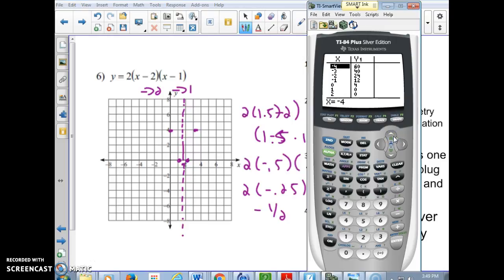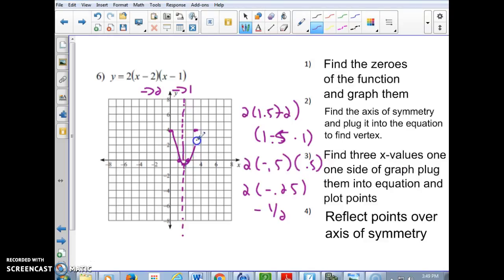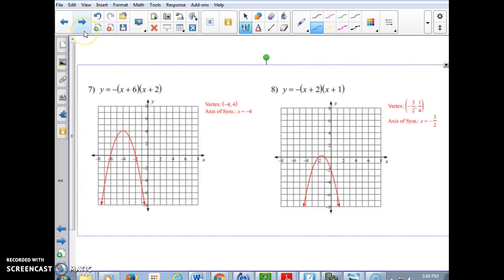So this is what your problem is going to look like. So I encourage you guys to try the next two. I'm going to have an answer for you guys, but I want you guys to try them first and then look at the graph. And hopefully this is what you guys got.